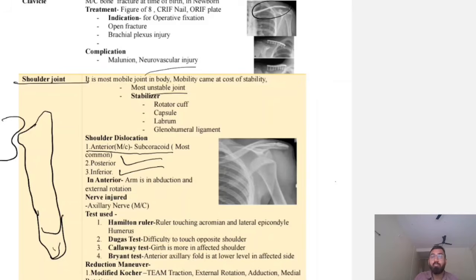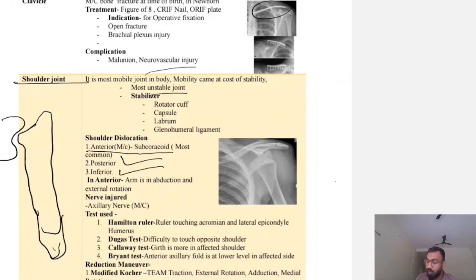Now, because the humerus is dislocating anteriorly, there is only one nerve here, that is the axillary nerve, which is encircling the surgical neck of the humerus. Are you getting the point? Let's assume this is the humerus and the nerve is encircling around the humerus. If it goes anteriorly, the nerve will get stretched. There is only one nerve encircling the surgical neck, that is the axillary nerve. So the axillary nerve gets injured. That's why it is the most commonly injured nerve.